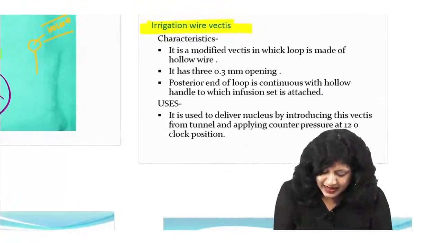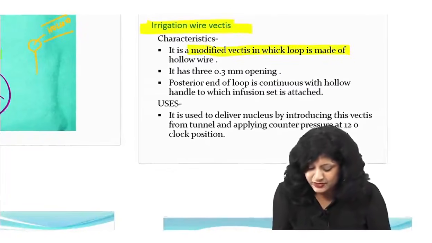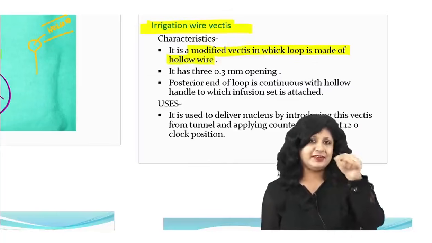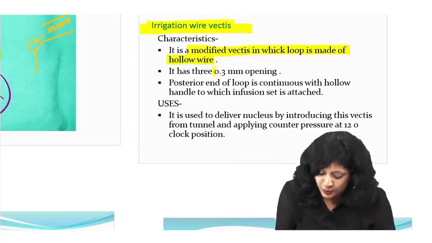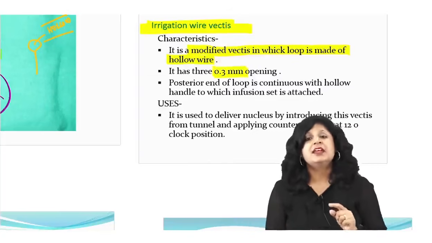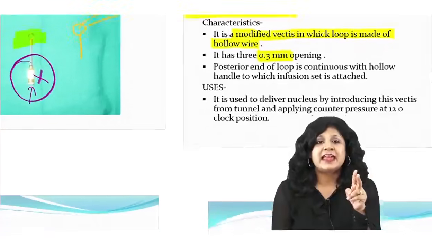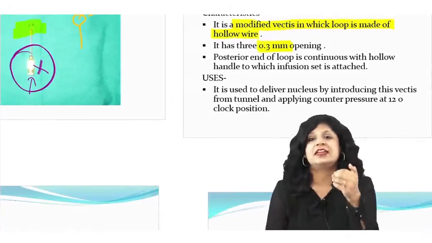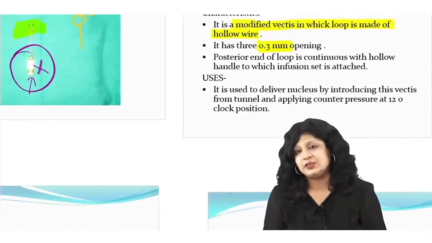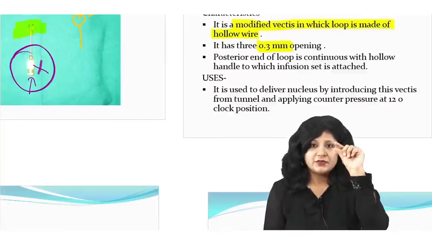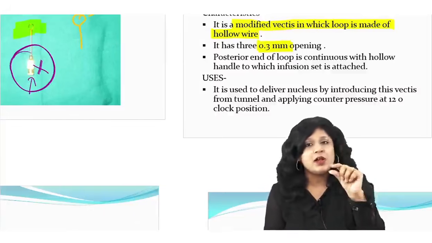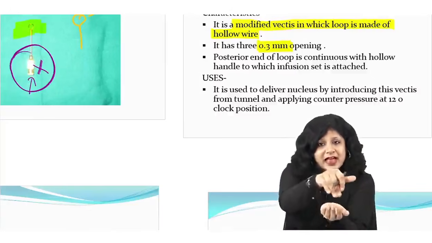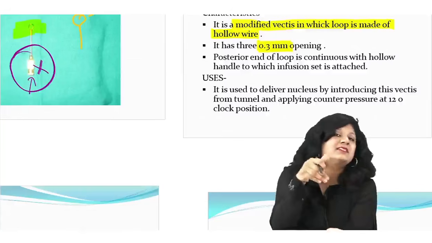That's why this is called the modified vectis, in which the loop is made up of a wire and the opening that is there is very small, 0.3 mm. Now here you can see the posterior end is having a hollow handle where you can connect the infusion set, but otherwise we can use the normal ones also. And it has such a small loop or such a small opening so that you can hook that nucleus there and express the nucleus out.